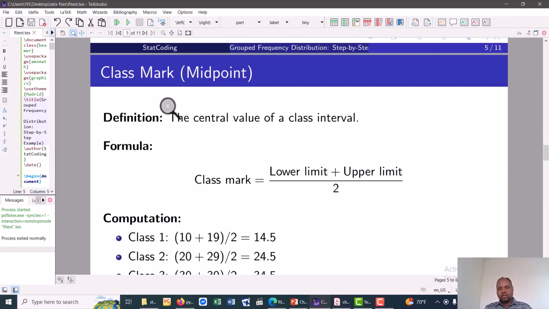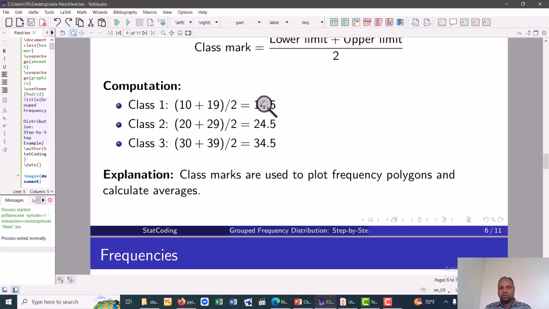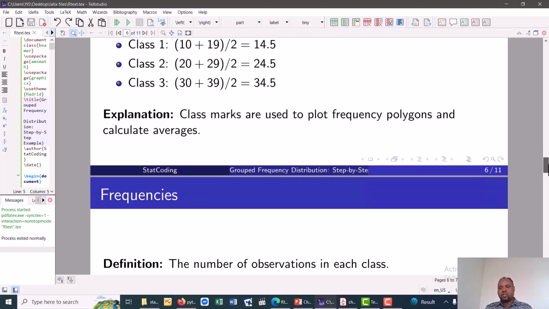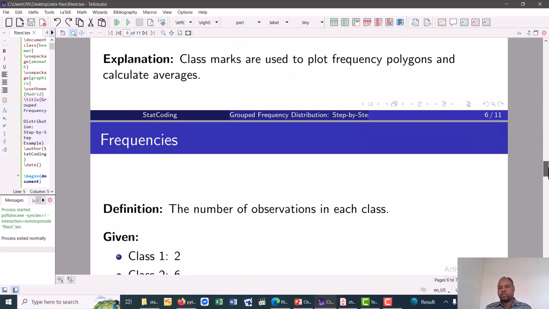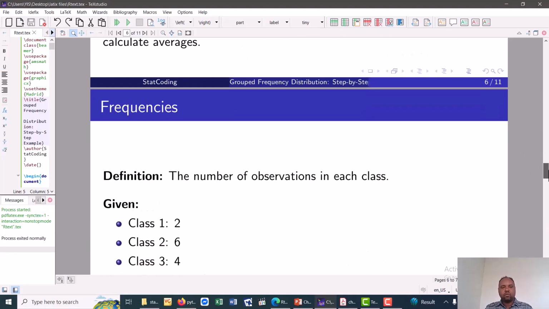What is class mark? It is the central value of a class interval, the average of the two limits of a class, which is the sum of the limits divided by 2. 10 plus 19 divided by 2 is 14.5, which is the midpoint of that class, where 10 is the lower class limit of class 1, whereas 19 is the upper class limit of that class. We sum these two and divide by 2. The same is true for the rest of the classes. These class marks are used to plot frequency polygons and calculate averages for a given grouped frequency distribution.